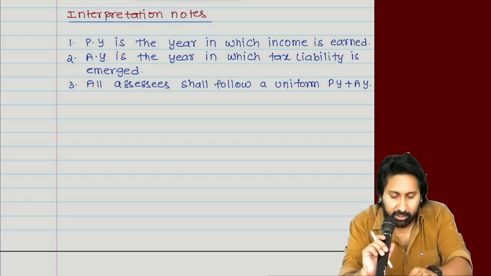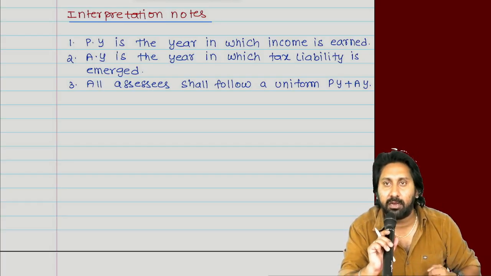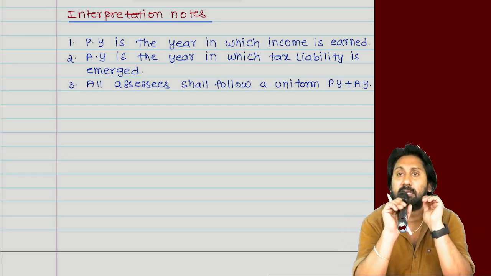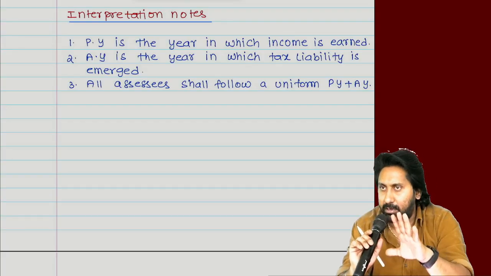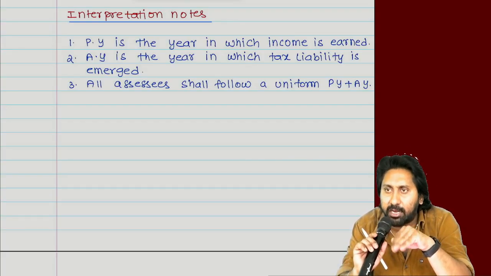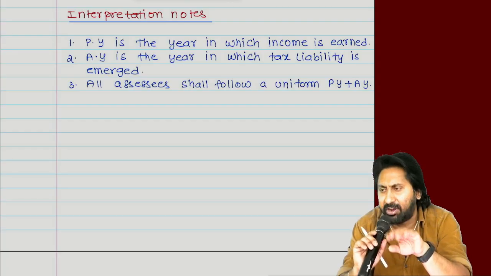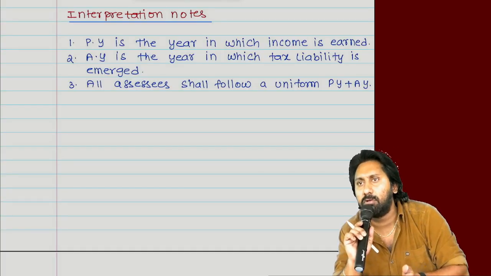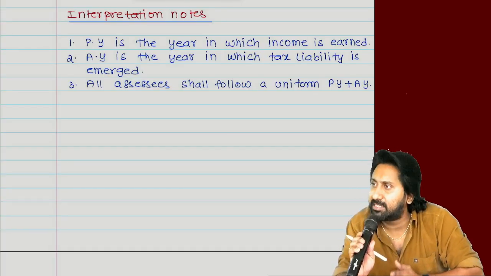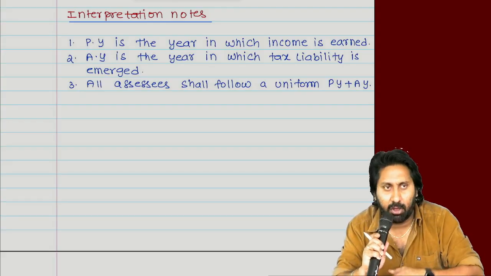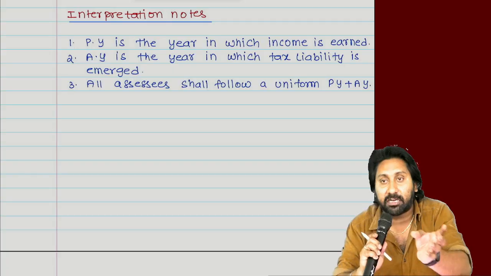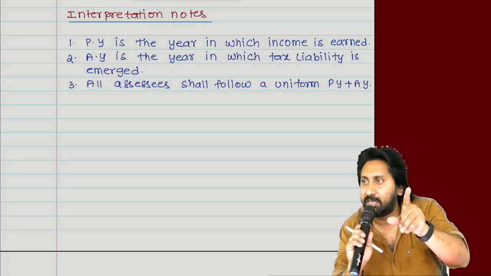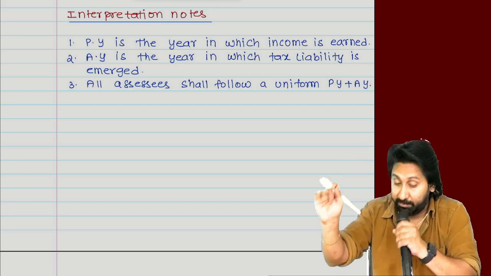Sir, what is the meaning of the third interpretation line? All assessees shall follow a uniform previous year or assessment year, what does it mean? Listen. One thing is clear. Normally, if you don't start any new business or new source, for everyone the previous year is the financial year. Normally, if a new source comes, with respect to the new source the previous year may change. But normally, previous year means financial year. Listen, the main point starts now.